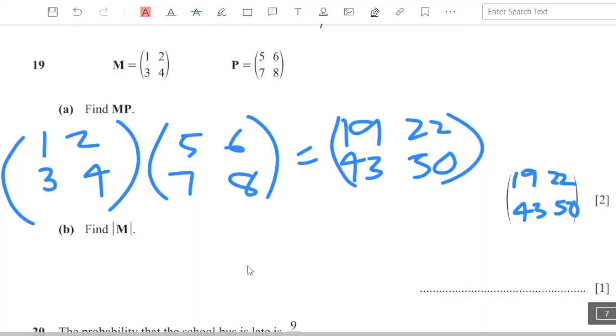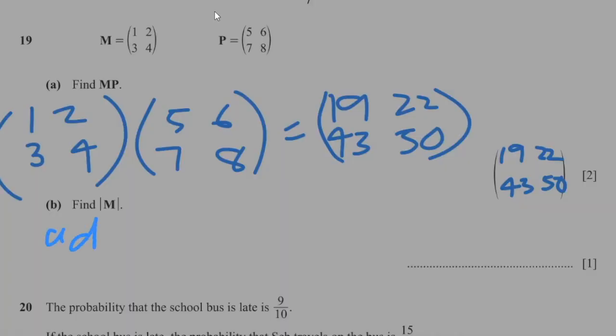B, find the determinant of M. So the determinant is going to be equal to AD minus BC, which in the question is 1 into 4 minus 3 2s are 6. So this is 4 minus 6, which is equal to negative 2.